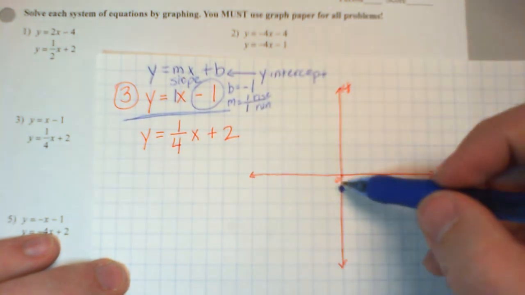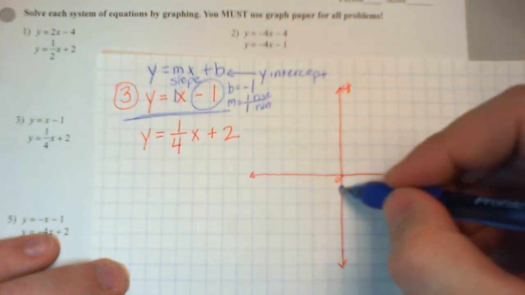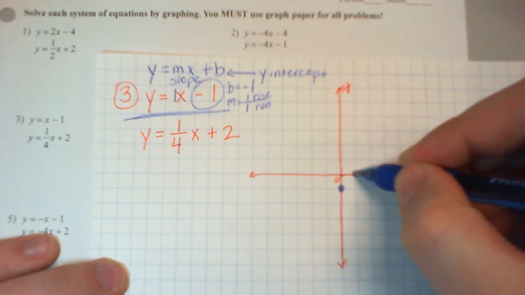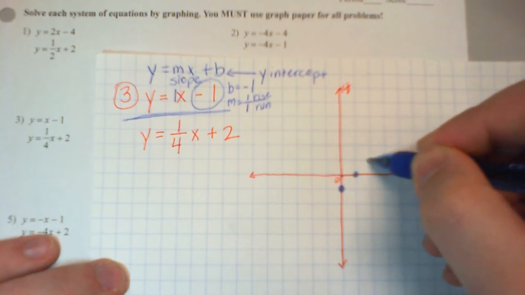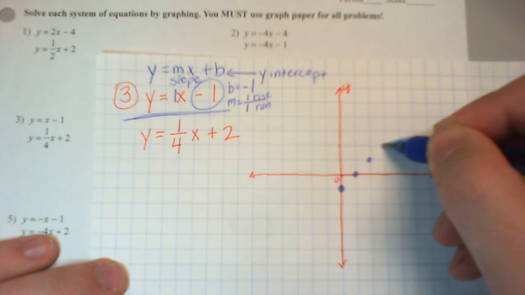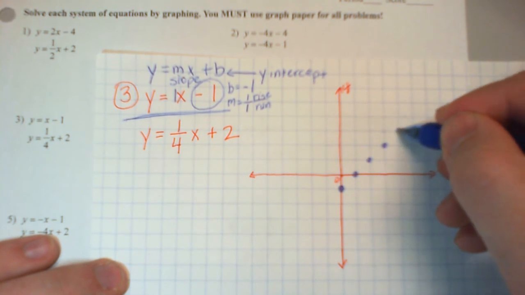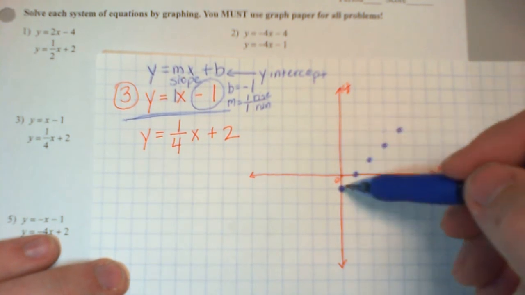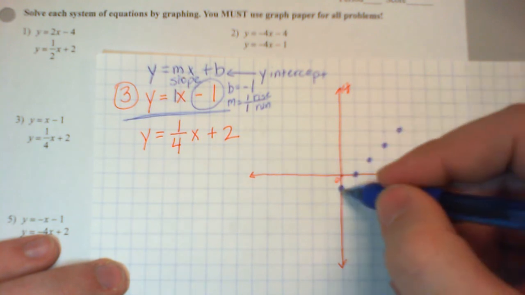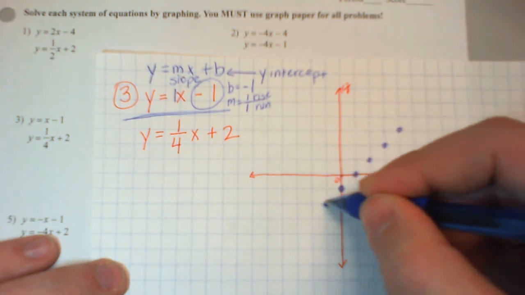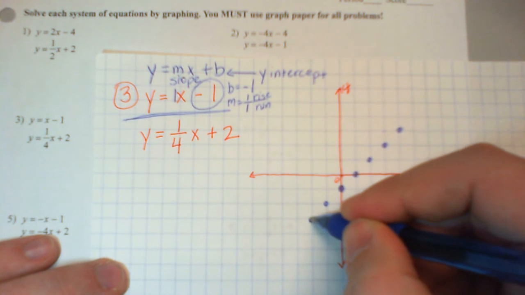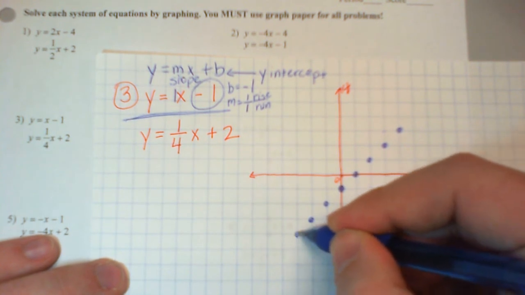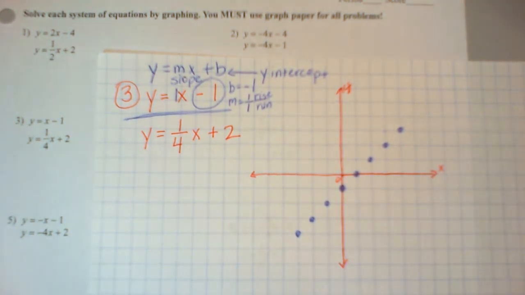I'm going to go to my y-intercept at negative 1. I'm going to go up 1, right 1. Up 1, right 1. Now I can do the opposite as well. The opposite of going up 1, right 1 would be to go down 1, left 1. So I can do this: down 1, left 1. And the reason I would do this is to get my line spread out across my graph.